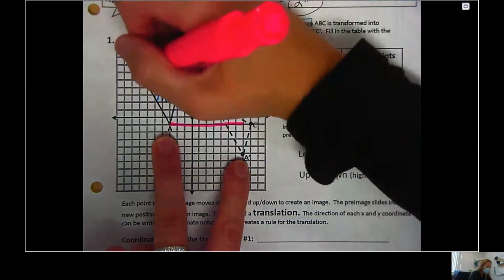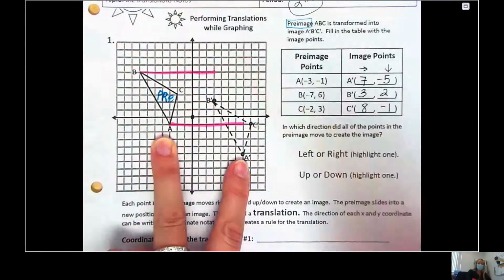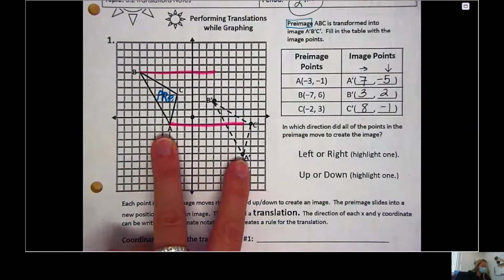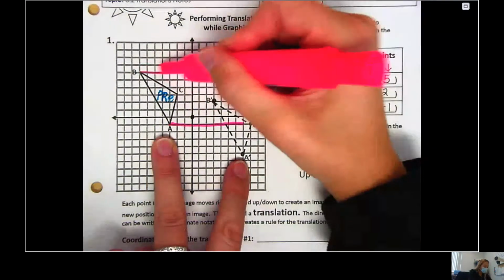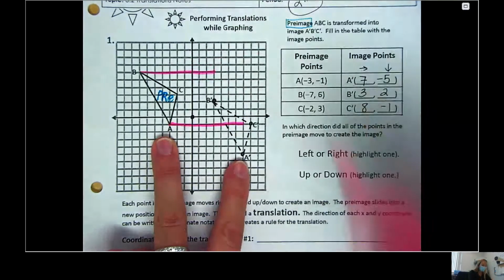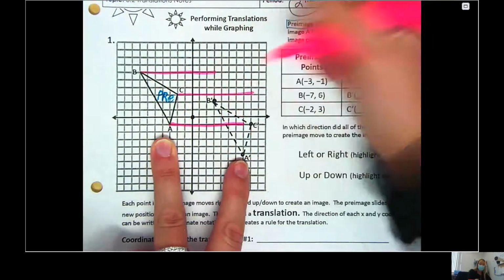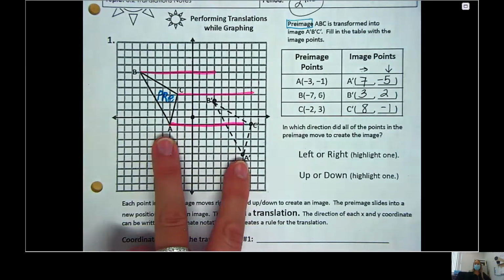So I'm going to do the same for B. From B to B prime, I'm going to count them again. I'm going to make sure it's 10. 8, 9, 10. Yep, looks like I got 10 as well. And then I'm going to do C prime as well. C to C prime. All of them are moving to the right 10 units.